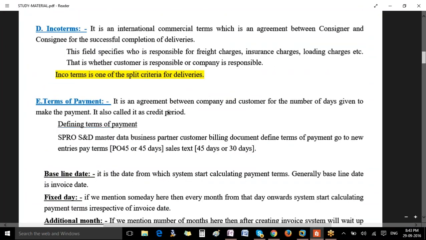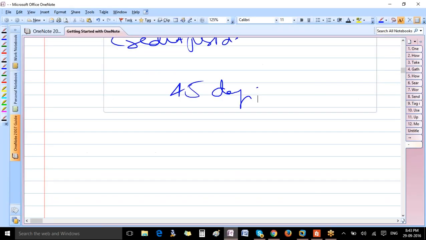Okay, terms of payment, it's an agreement between the company and customer for the number of days given to the customer to make the payment, which is also called the credit period. So what exactly do you configure there? You configure the number of days, like 45 days, 30 days. This is the time you have given to the customer, the credit period, or due date is 45 days.